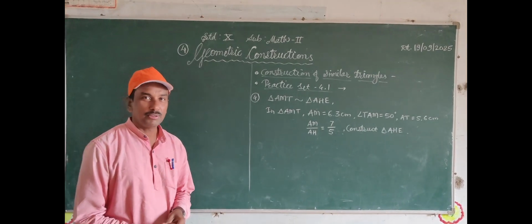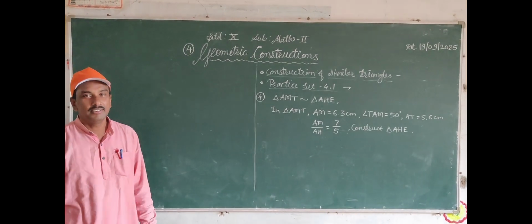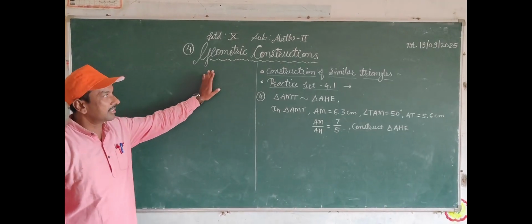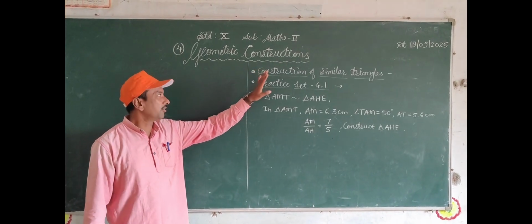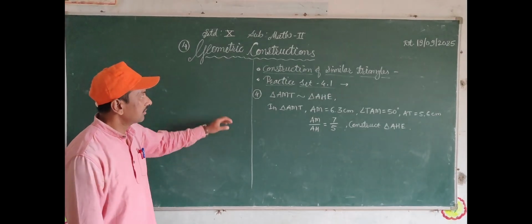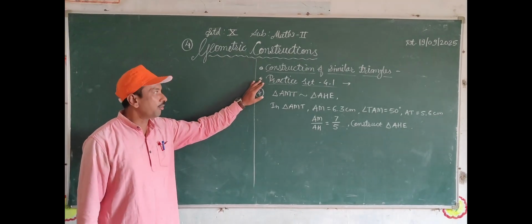Today we are going to take standard 10 maths part 2 chapter number 4 geometry constructions. In that we are going to see construction of similar triangles. We will see an example in practice set 4.1.